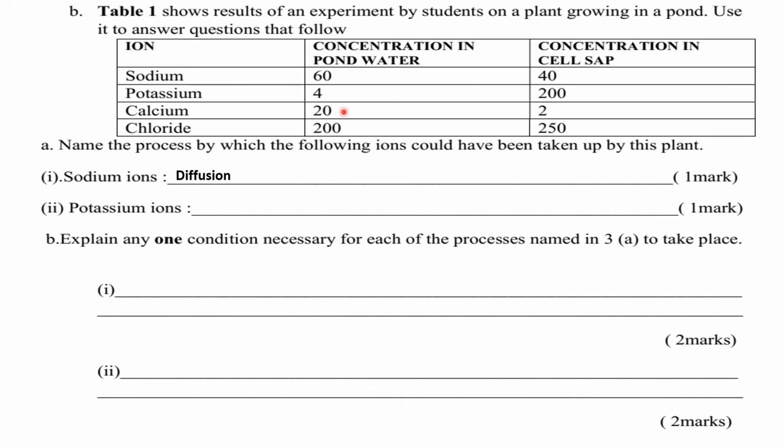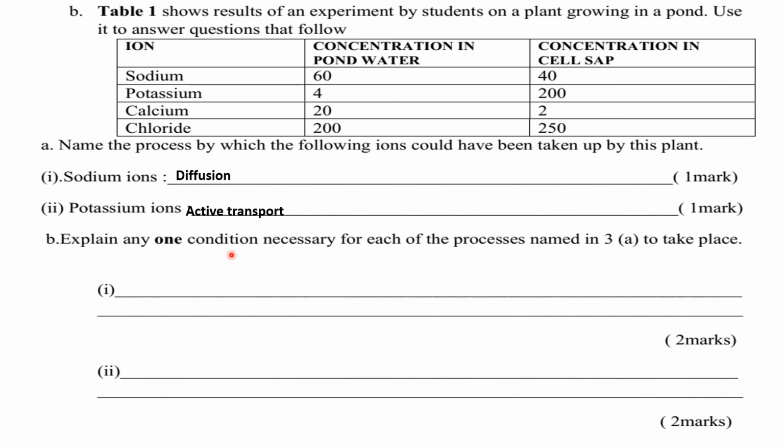Potassium ions, let's consider their concentration also. There is a lower concentration of potassium ions in the pond water than in this plant. So this must be active transport. Remember that in active transport, molecules or particles move from their region of low concentration to the region of high concentration, against a concentration gradient.